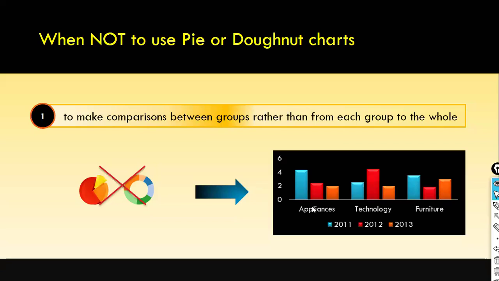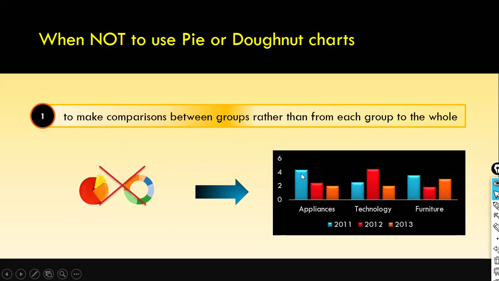Here we can see appliances itself, 3 different years we plotted. So here 2011, what is the sales? 2012, 2013. Across the groups, we can compare it here. Whereas with a pie chart, we are not comparing this category, this category, this category. We are comparing part to the whole. So the total is 100%. Out of the 100%, how much contribution was from this category? How much from this category? So part to whole, you are comparing it.